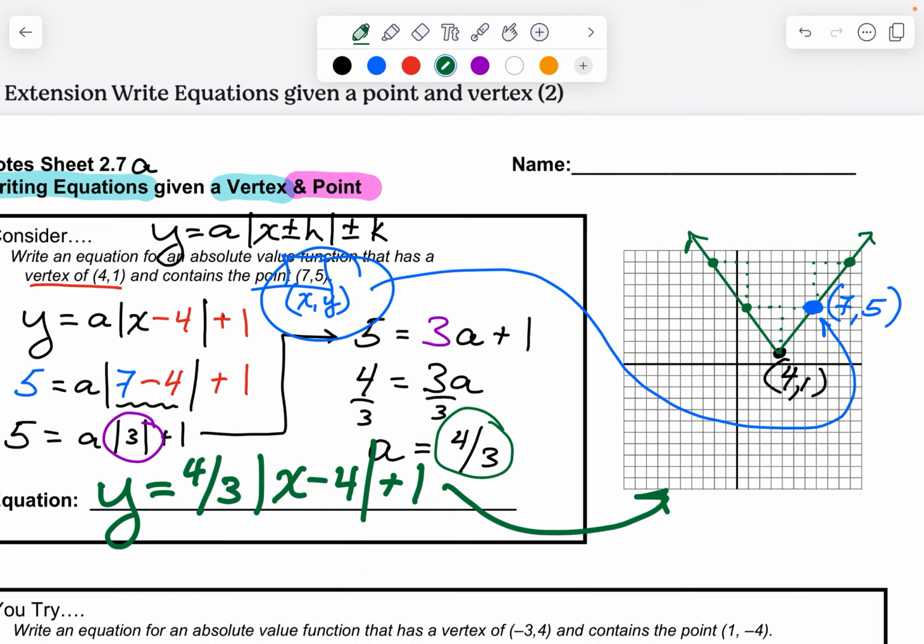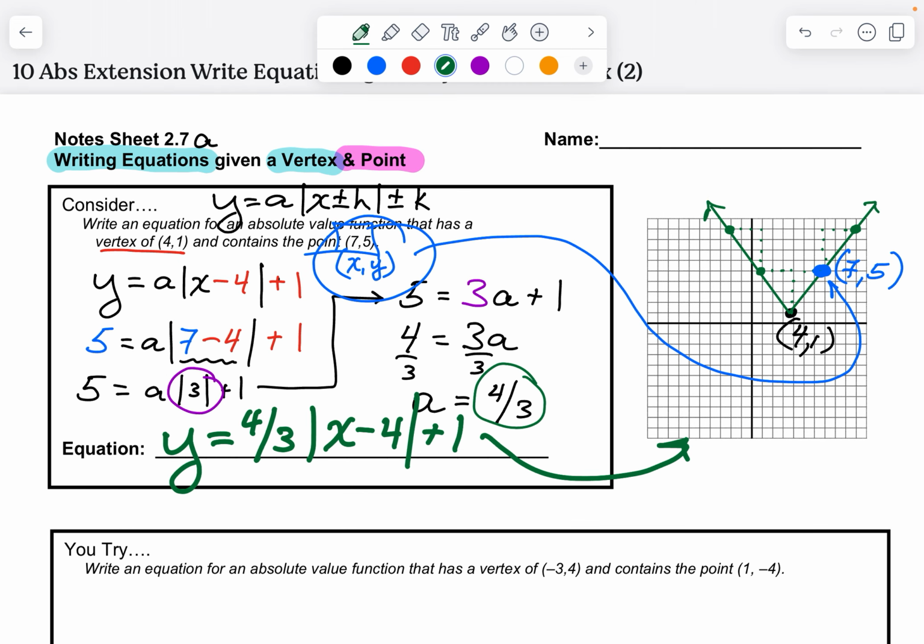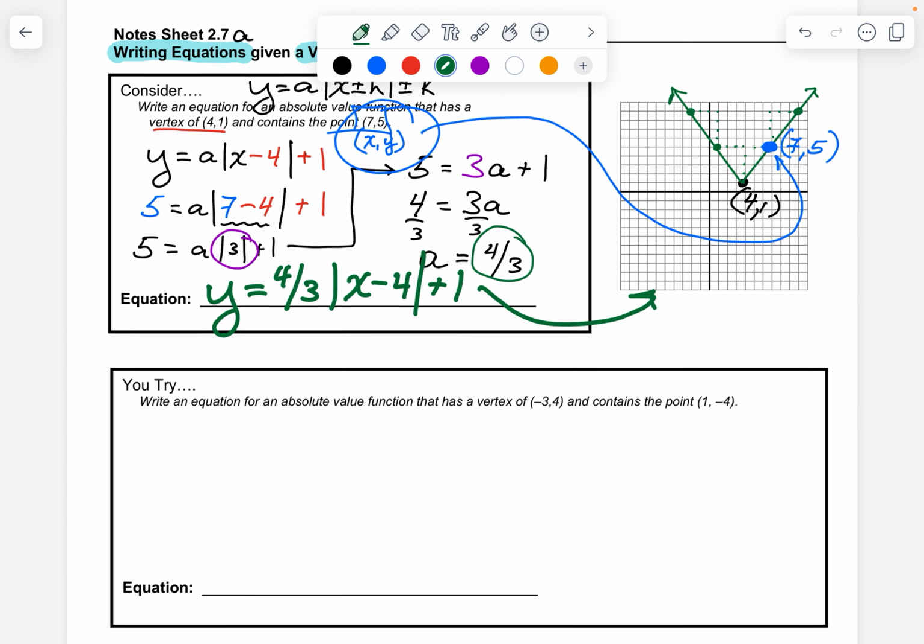We're writing an equation given a vertex and a point. But when it comes down to it, what we're actually trying to do is find the correct a value. And of course, that correct a value is going to give us the slope that will lead us to the point, in this case, (7, 5).